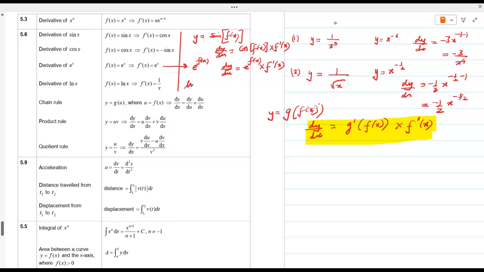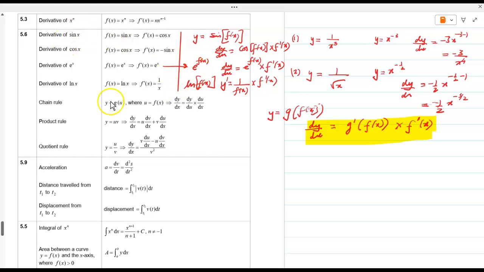So if you have ln f x, what will the derivative be? 1 upon f x into f dash x. That's your y dash. Sine f x derivative is cos f x into f dash x. That's your chain rule for sine and cos. Ditto for cos.